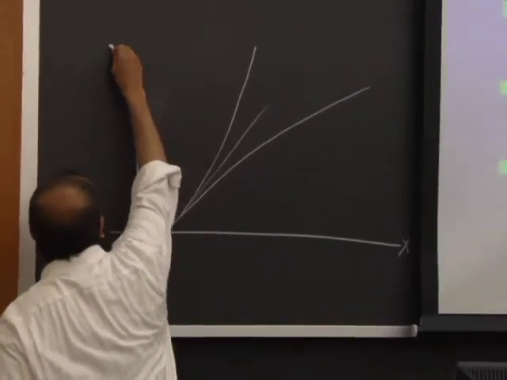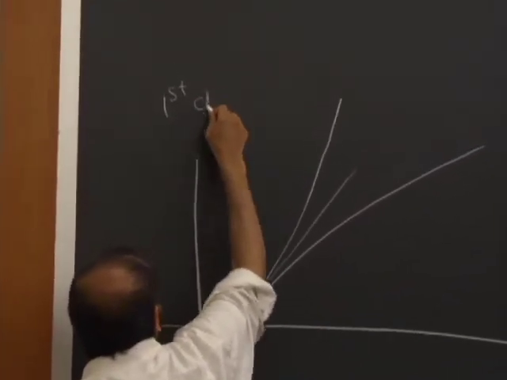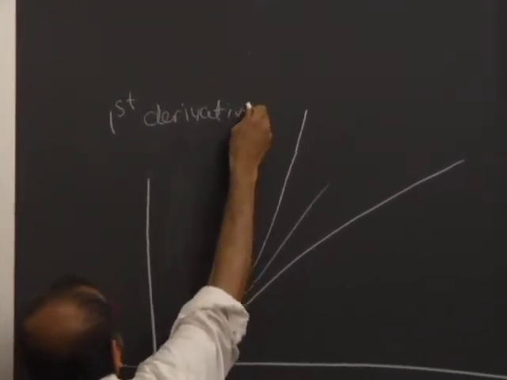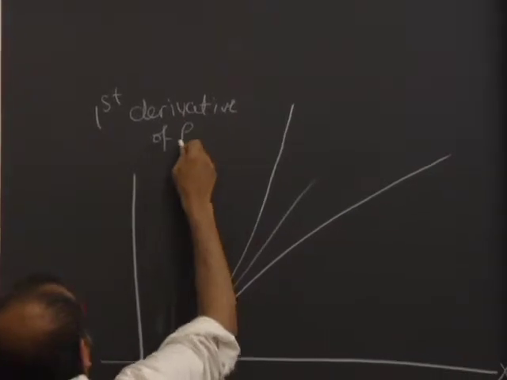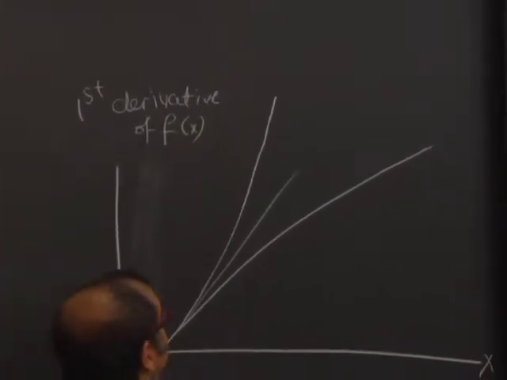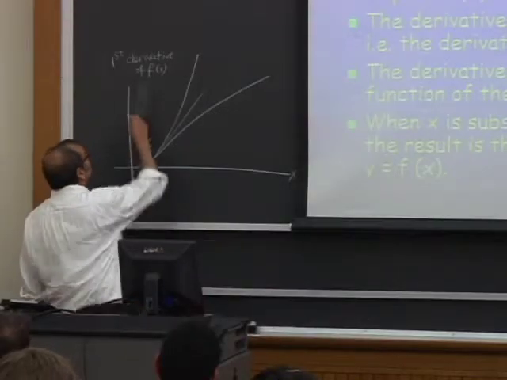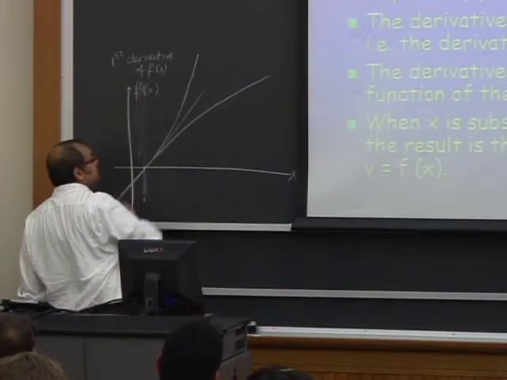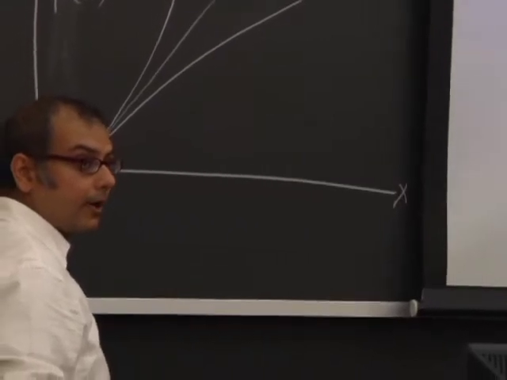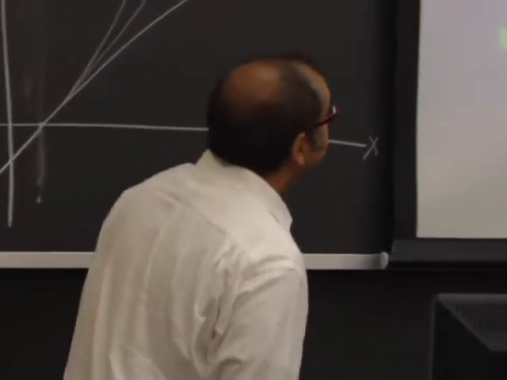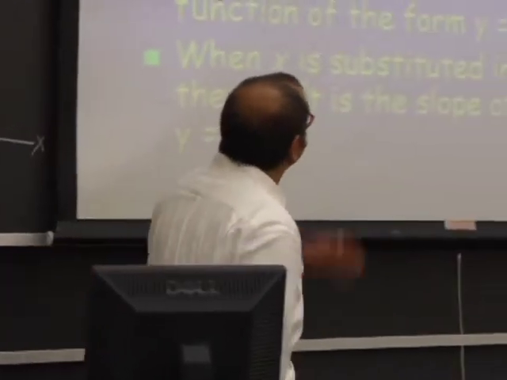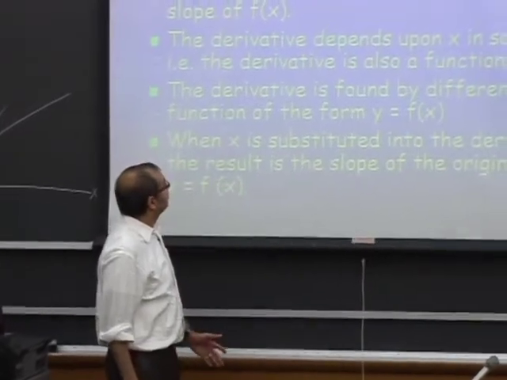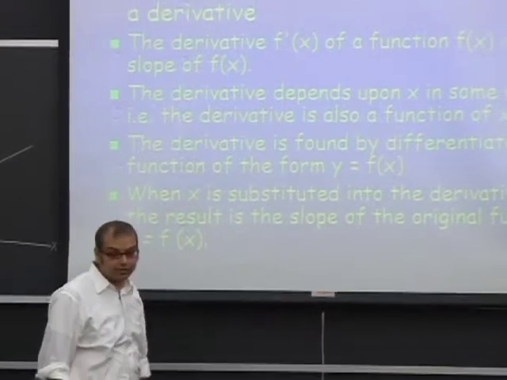or more precisely, the first derivative of the function of x, also often referred to as f prime of x. Okay? So the derivative f prime of x of a function f of x is just the slope.